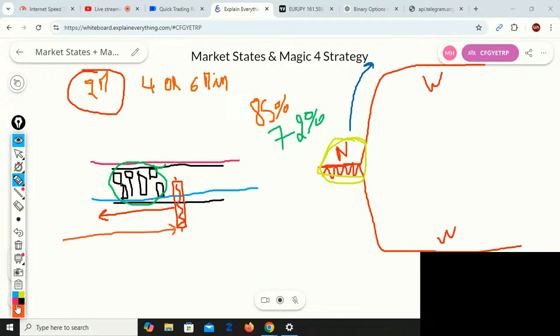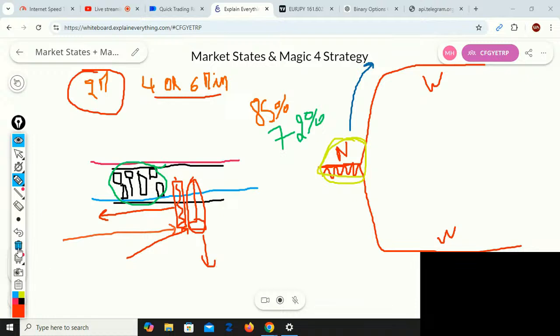Your other options are as follows. You should see something like this, an inverted pin bar, with the small body at the top. When you see this, you enter over here, boom, at the close or at the last 10 seconds, 4 to 6 minutes trade to the downside.